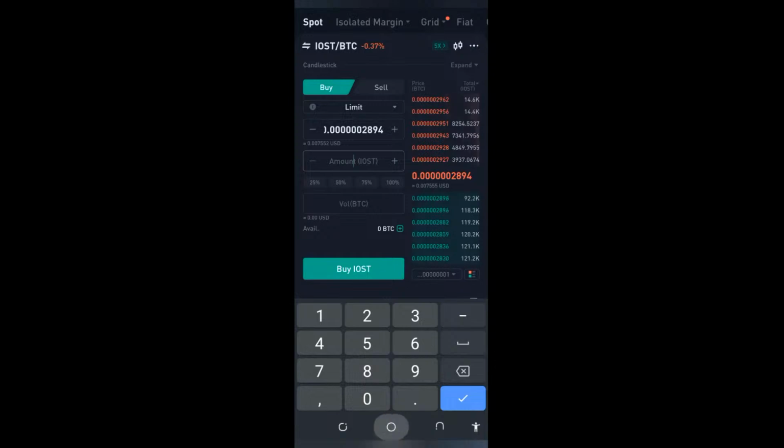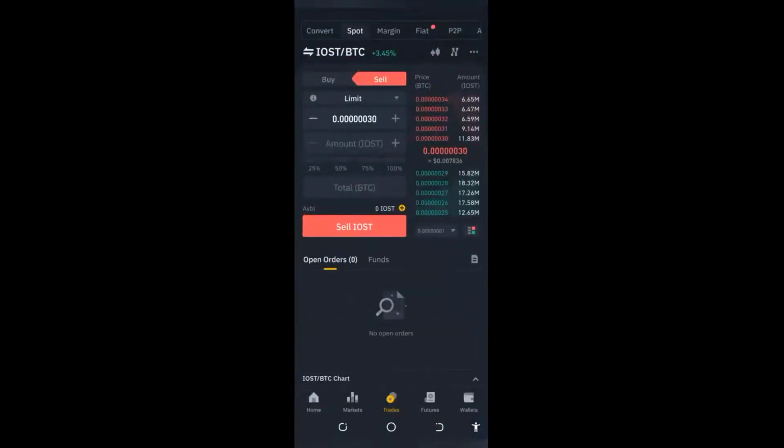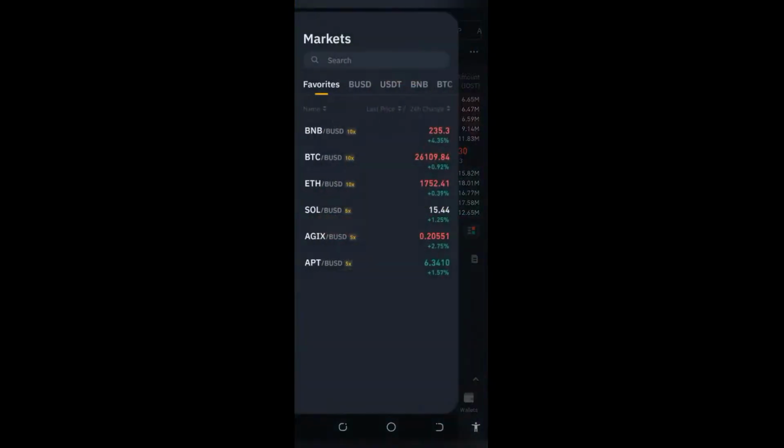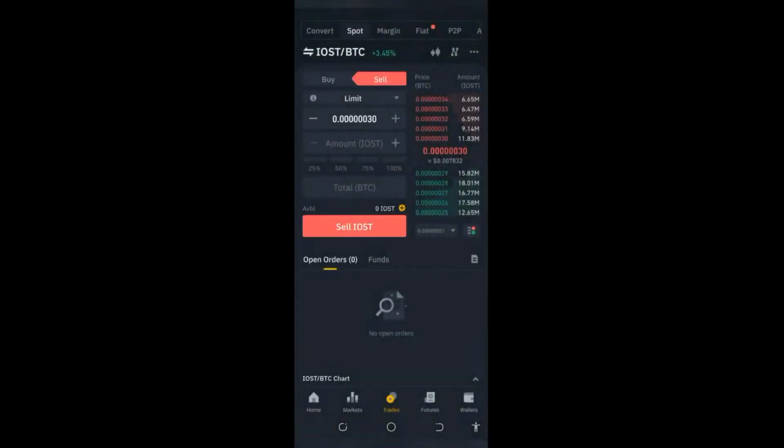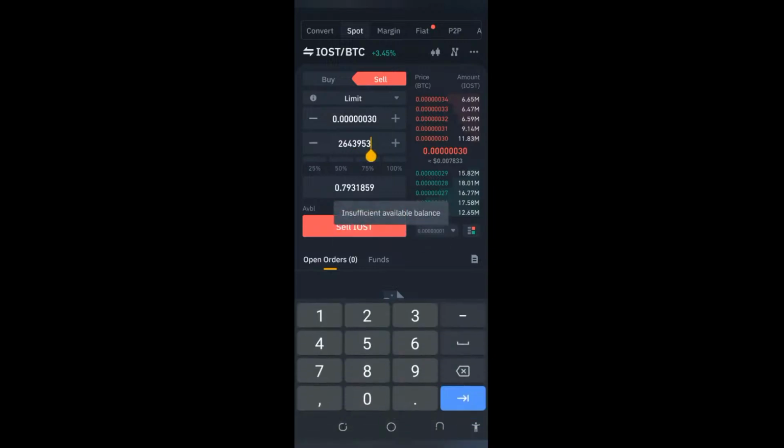So let's run over to Binance quickly. We're currently on IOST BTC. So now let's paste that in here. Now you can see what I'm talking about. You have to delete the last 3 digits after the decimal point. So we were able to get 0.007929. Looks like that's good.